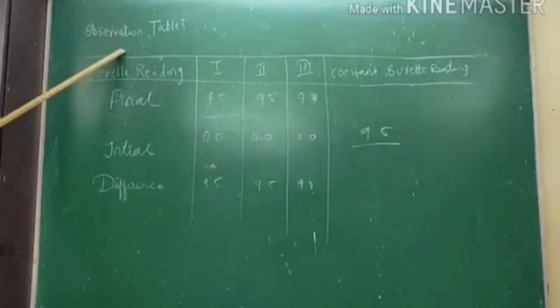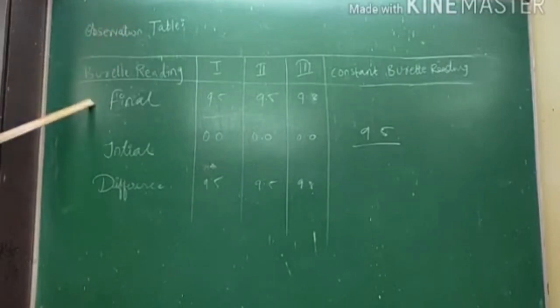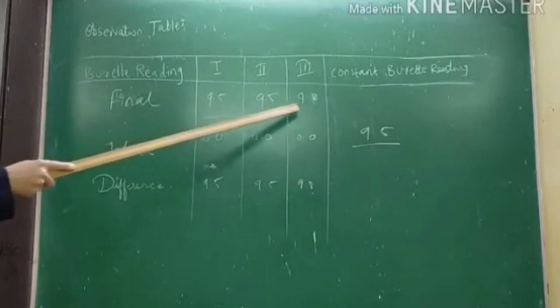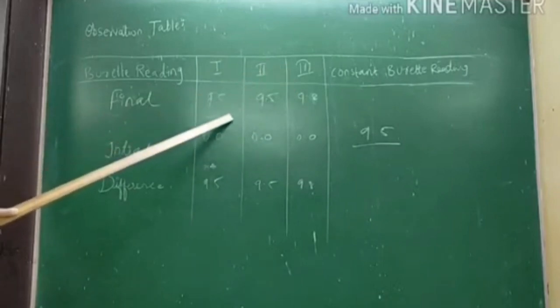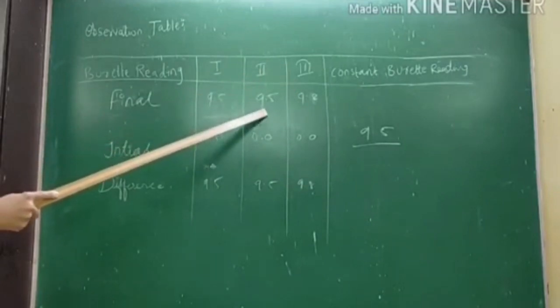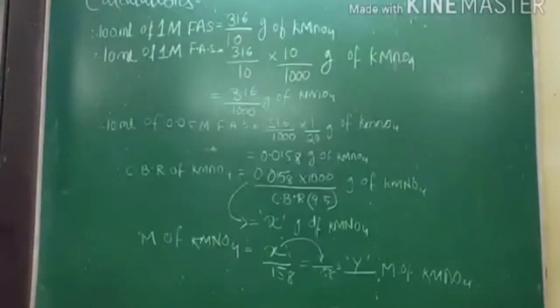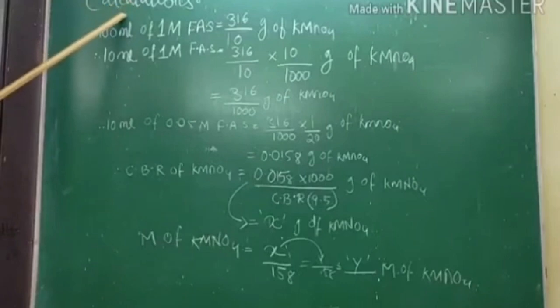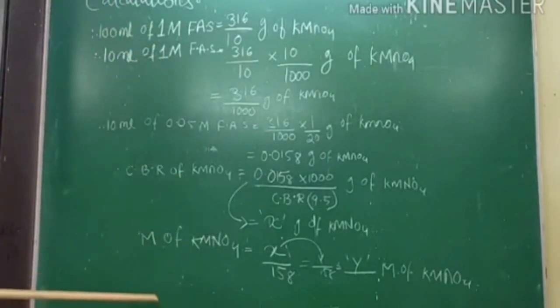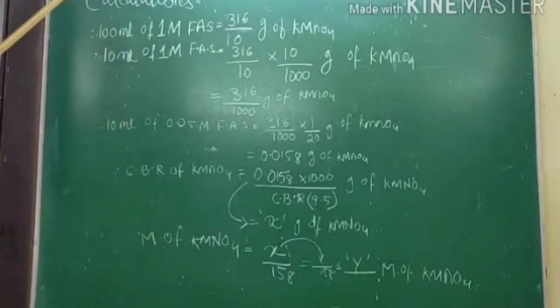Now we will see the observation table. Already we have done this calculation part in our previous practical. In this observation table, we got 3 readings, in which 2 readings are constant. These 2 readings are called CBR. So in this calculation, we calculate like this. Let's move to the CBR part.